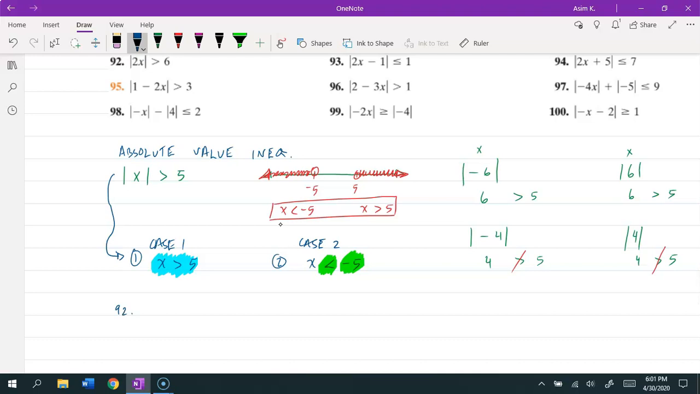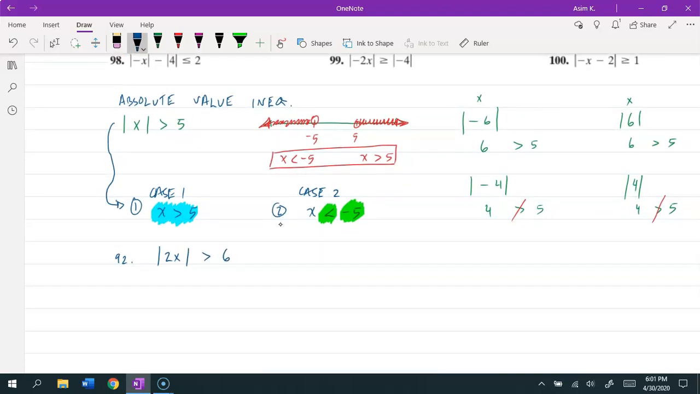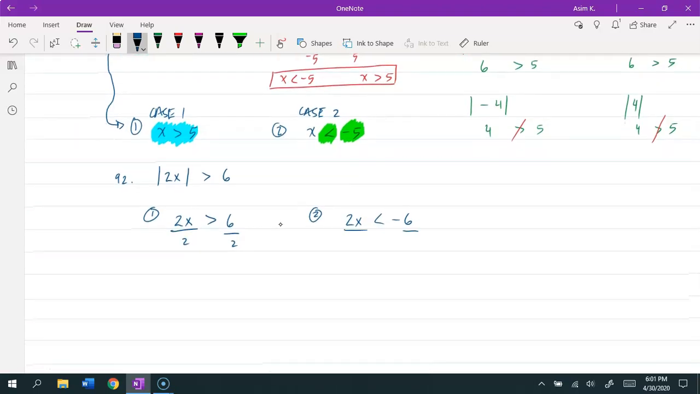Number 92 says the absolute value of 2x is greater than 6. Well, if the absolute value of 2x is greater than 6, we can split this up into two cases. That means 2x must be greater than 6, and 2x must be less than -6. Now, if you divide by 2 on both sides of both inequalities, you end up with x is greater than 3, and x is less than -3.